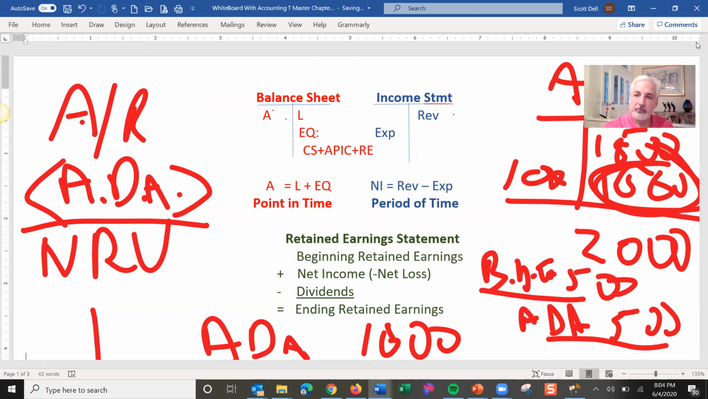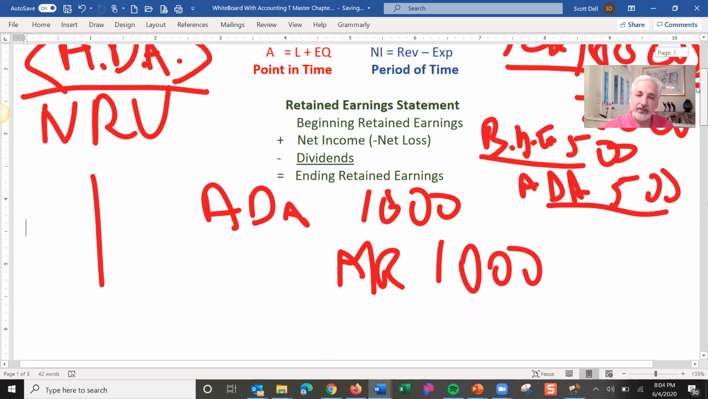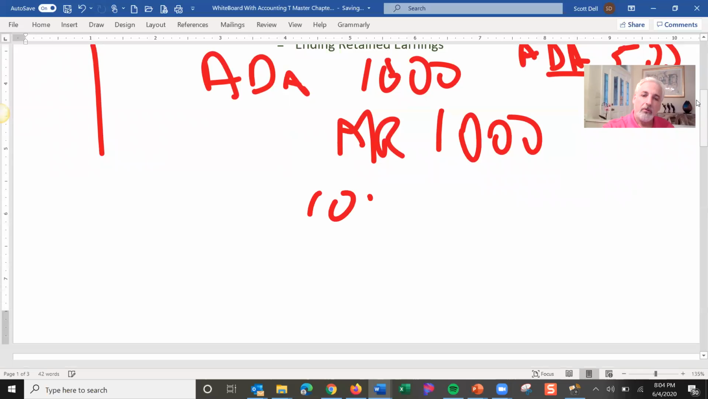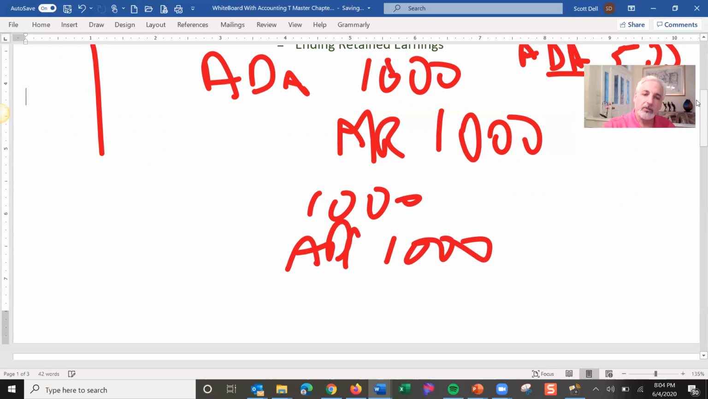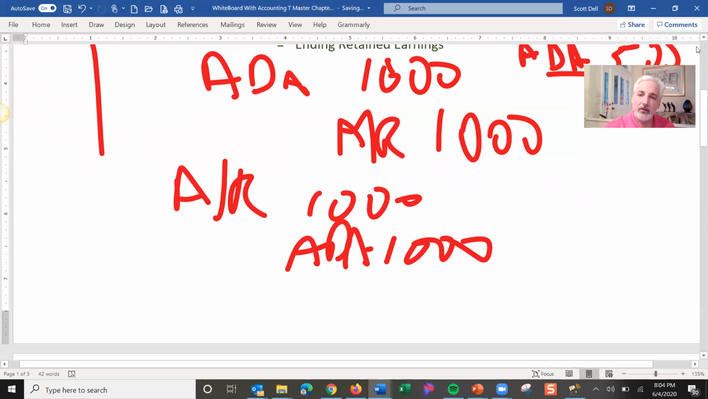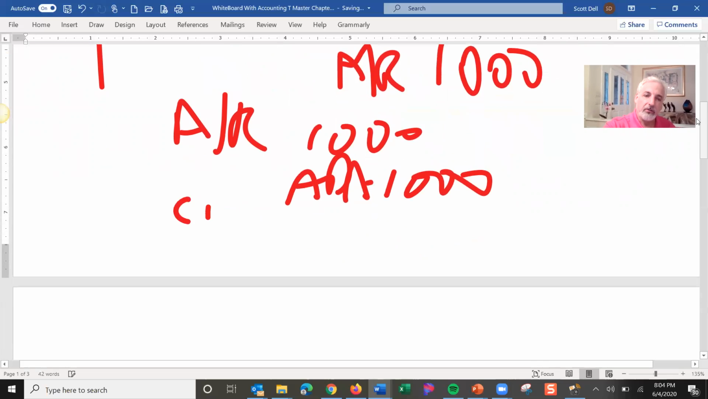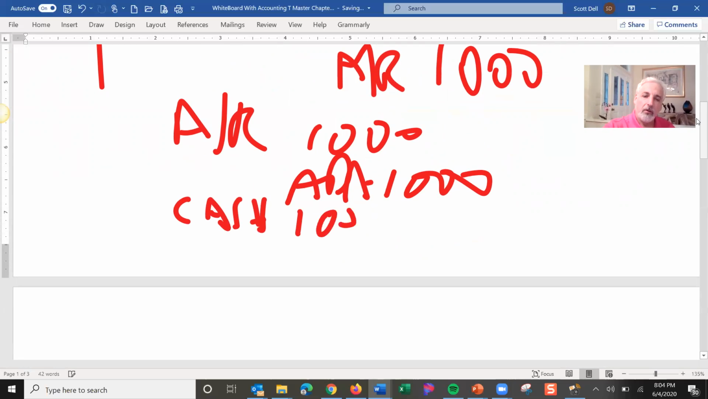What happens if that $1,000 you wrote off, they come back and they pay it? Well, you reinstate the receivable and the allowance for doubtful accounts. And then you record the cash of 1,000, and you clear the receivable itself for 1,000.